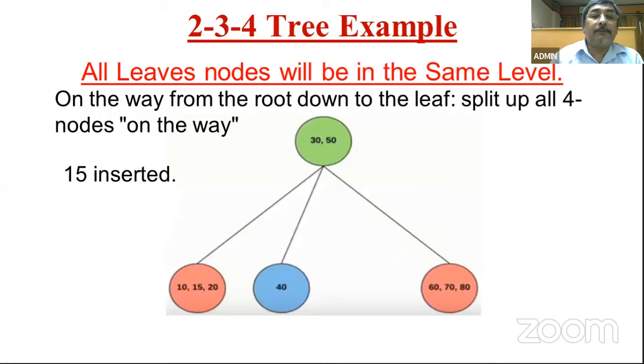Now I want to insert 15, for example. So 15, how do I insert? I go to the root node. Where do I need to traverse? Left of 30. I traverse to that node, left of 30. How many values does it contain? 2 values it contains, 10 and 20. So I insert 15 in that particular node, which is now 10, 15, and 20.